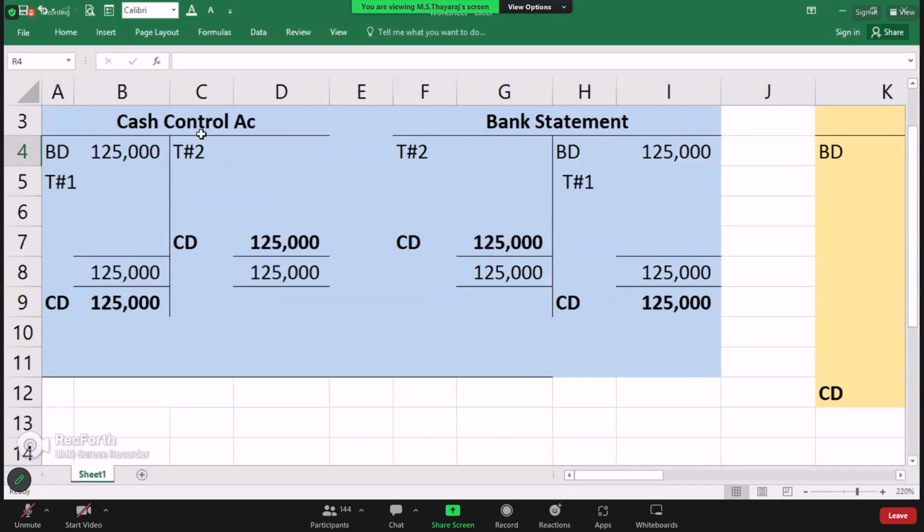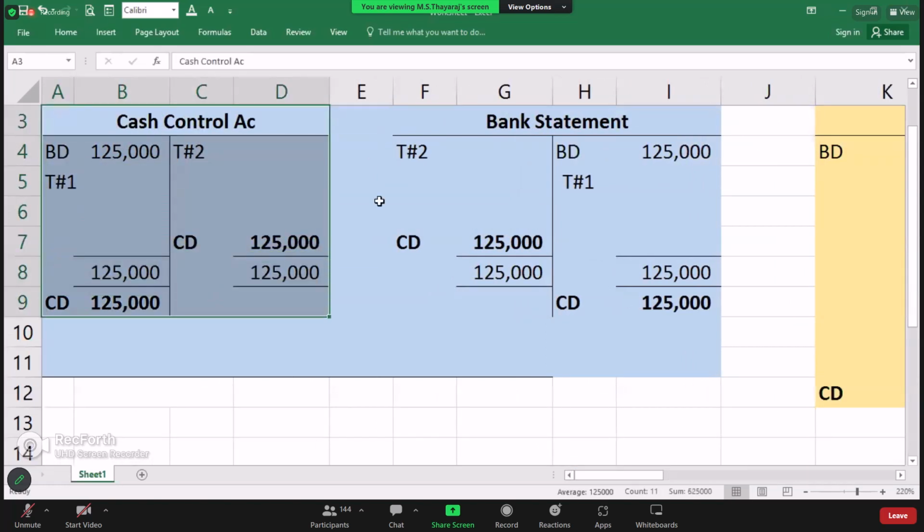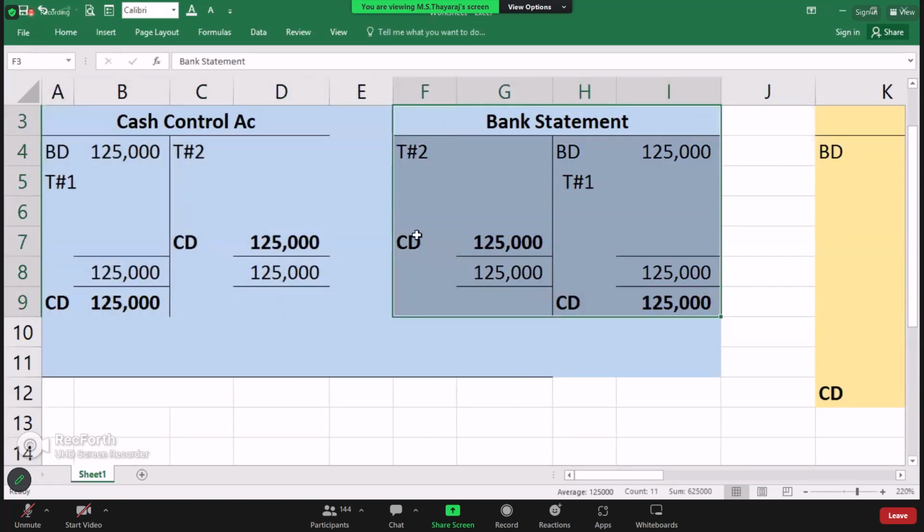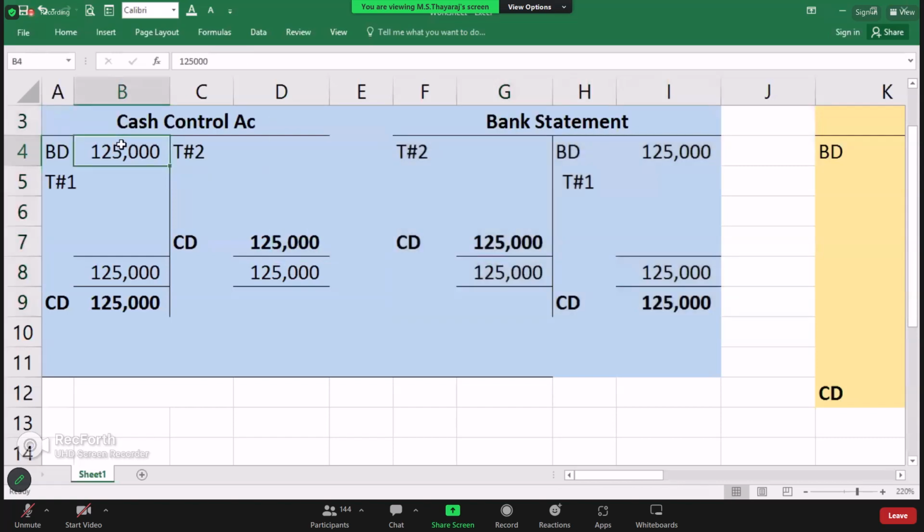I have done the small T account for the cash control account, bank balance account. Here I assume the opening balance is the same. You know the cash book favorable balance is the debit side. The bank statement favorable, our company's favorable balance is the debit side. So for each and every transaction, what will be happening? Please refer to your question.